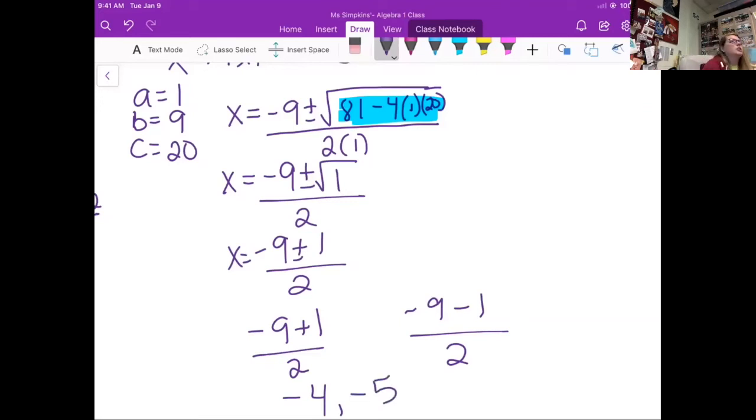Thorn asked a great question: which one do we list first? Technically, you should be listing the smaller answer first, which would be -5. I'm nice and I'll probably count both right, but I would try to make it a habit to list the smaller one first.